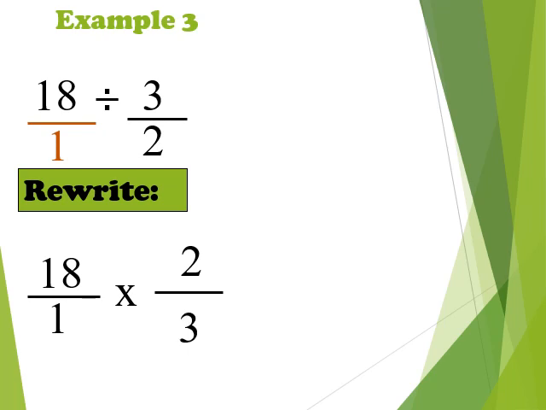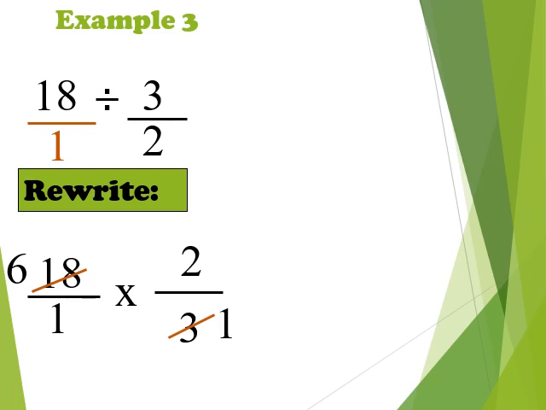Then multiply. But again, I can simplify this fraction before multiplication. So I will simplify them by using GCF. The greatest common factor here is equal to 3. So I will divide 18 by 3 and the answer will be 6. Then divide 3 by 3 and the answer will be 1.